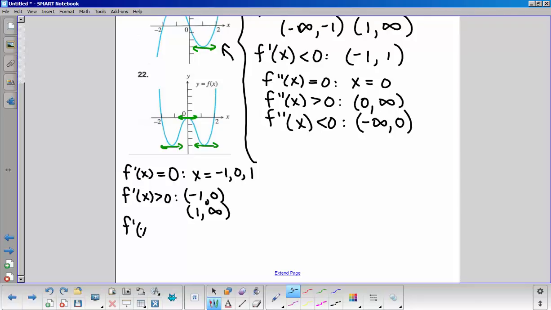F prime is less than 0. That means my function has got negative slopes to it or is decreasing. Negative infinity to negative 1, good. And 0 to 1. 0 to 1. Nice. All right, f double prime of x equals 0.